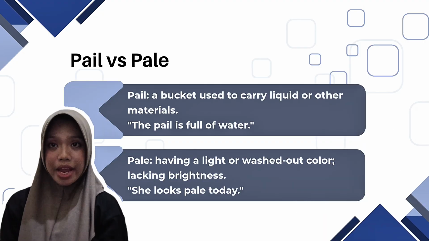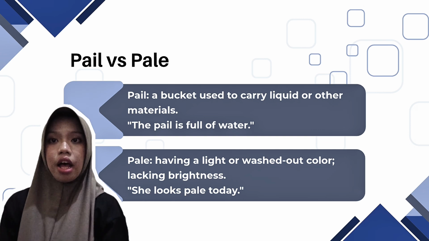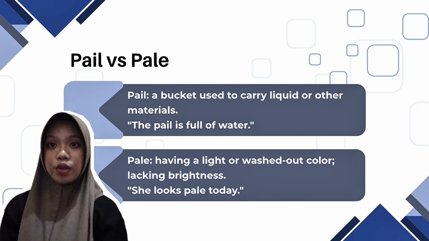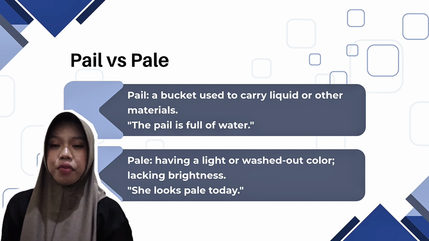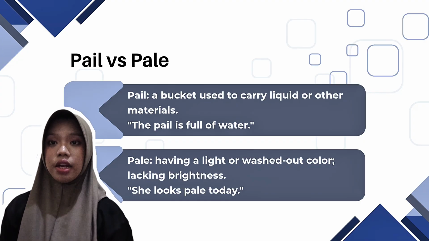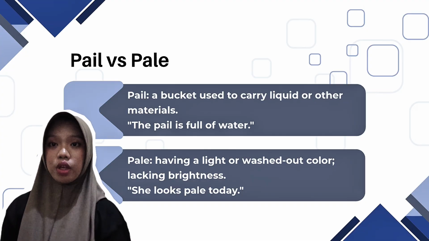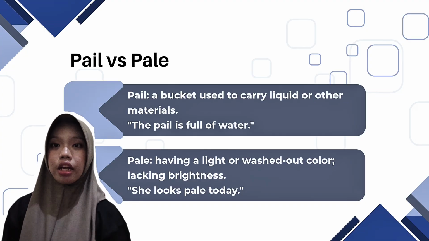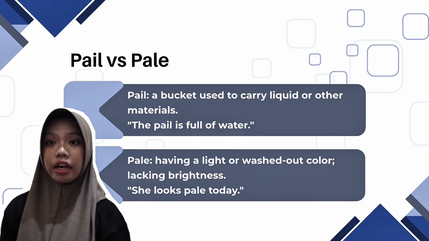Okay, the next, pale and pail. A pail is a bucket used to carry water. For example, the pail is full of water. Jadi pail yang pertama itu ember yang digunakan untuk mengangkut air.